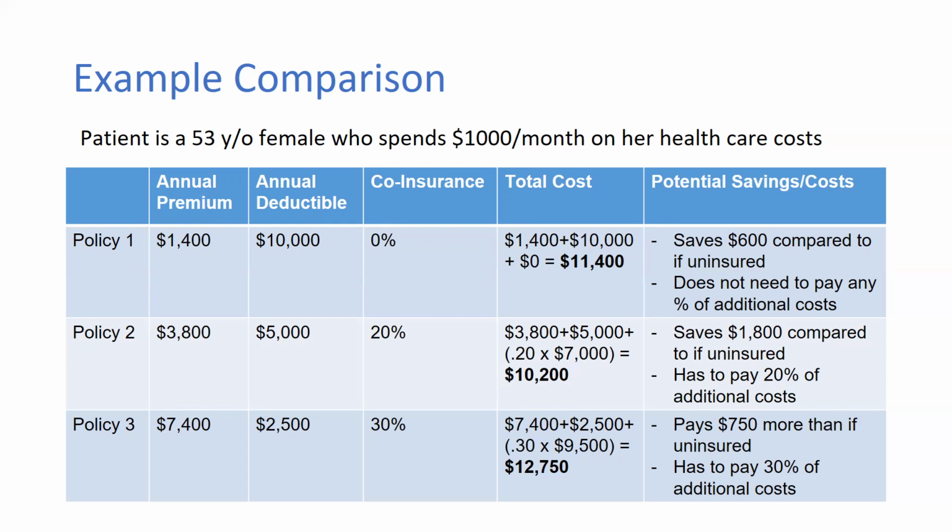So while policy 2 may be the cheapest, if she has other costs that we're not accounting for, if something happens, a hospitalization, a surgery, an emergency room visit that she didn't account for in these costs, that means that she would still have to pay 20% of those additional costs because that's what her coinsurance rate is. While policy 1, while it's a little bit more expensive, she wouldn't have to pay any of those additional costs because of the 0% coinsurance.